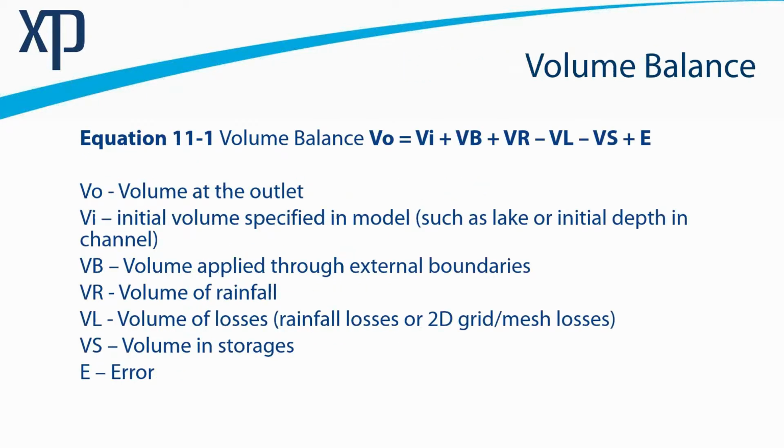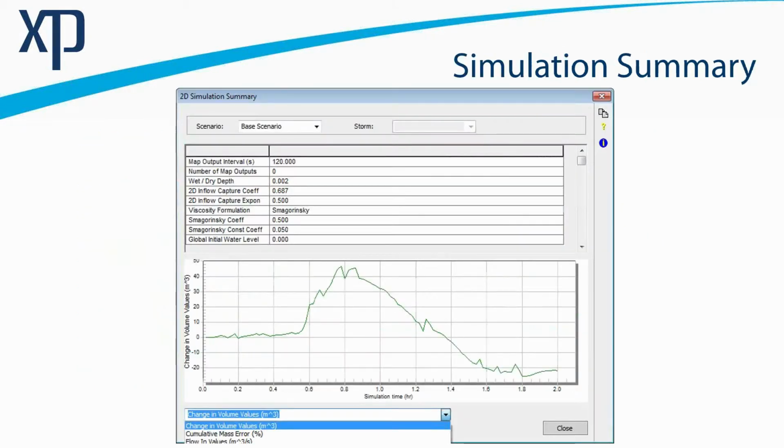Not showing, this is in fact the only equation we're showing, and that's just basically following on from that last comment: your volume in equals your volume out less any residual. So, to help with that process, in XV2 you can look at, say, the cumulative mass error, which is more a measure of your model convergence.